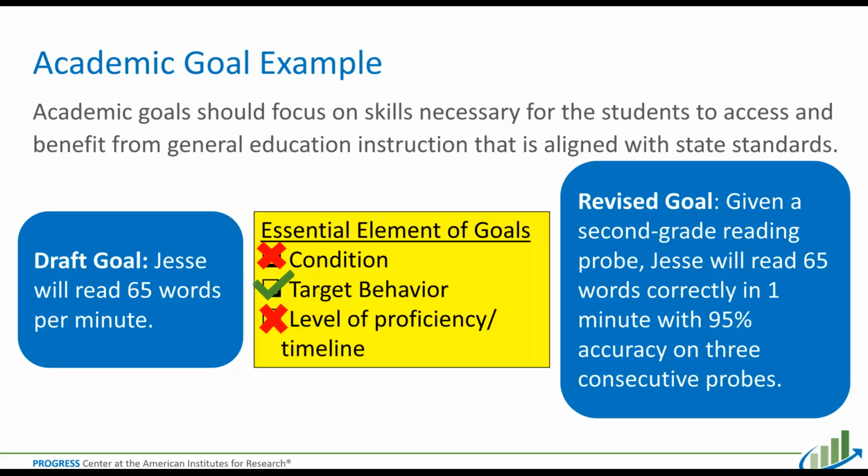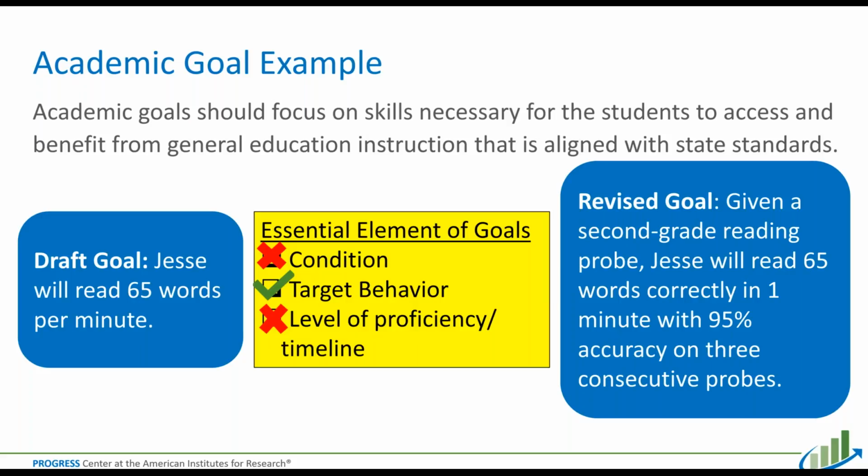And then the level of proficiency and timeline is currently missing from the goal, and it would describe the level of accuracy or how many trials the student needs to demonstrate mastery. So based on this feedback, the academic goal has been revised, and it now reads, given a second grade reading probe, Jesse will read 65 words correctly in 1 minute with 95% accuracy on 3 consecutive probes.